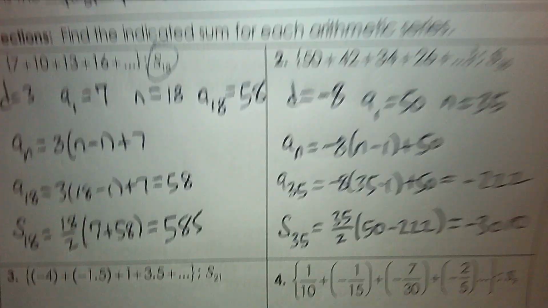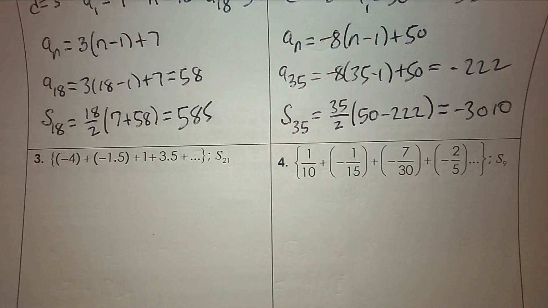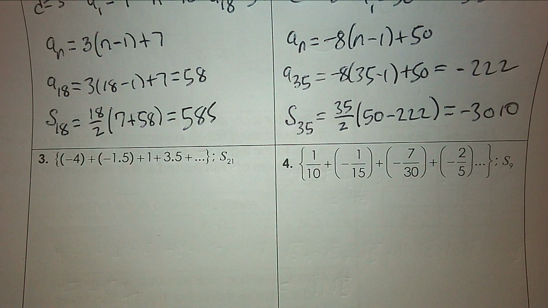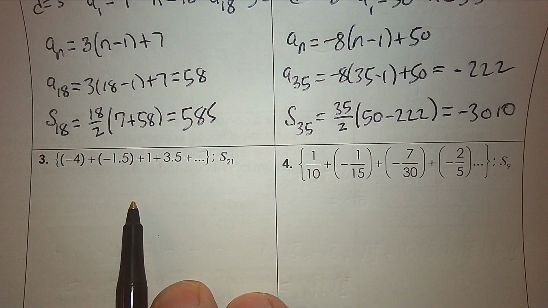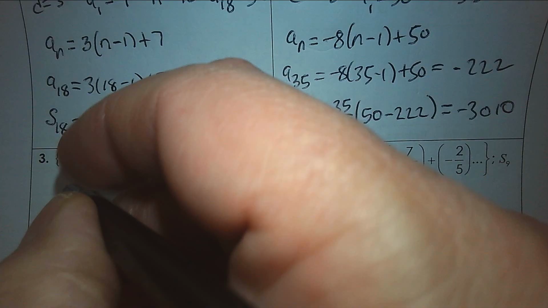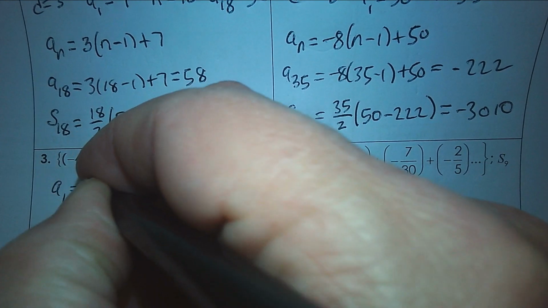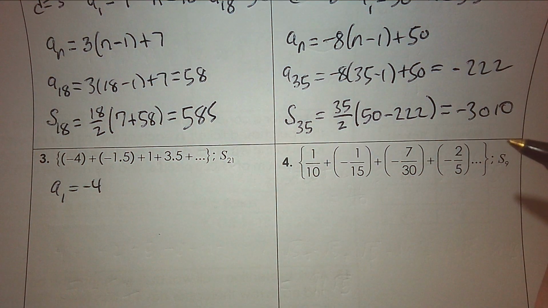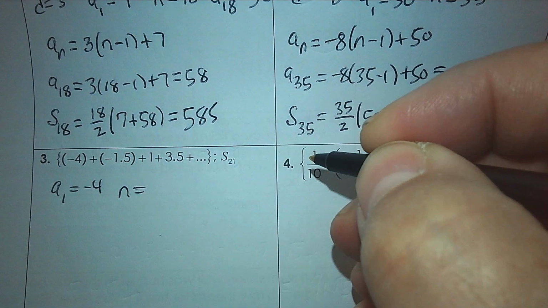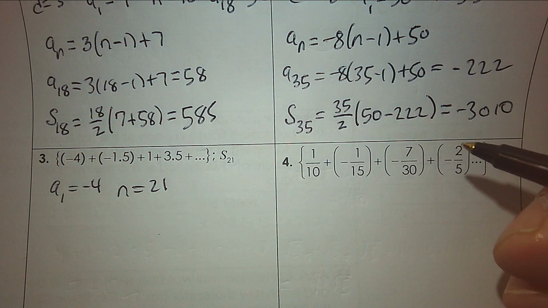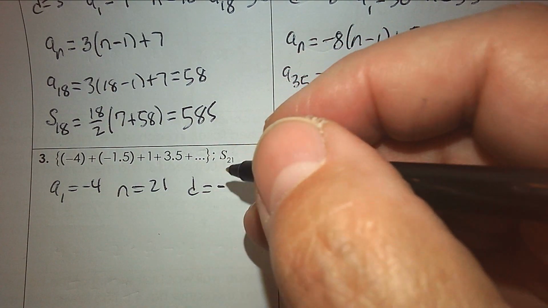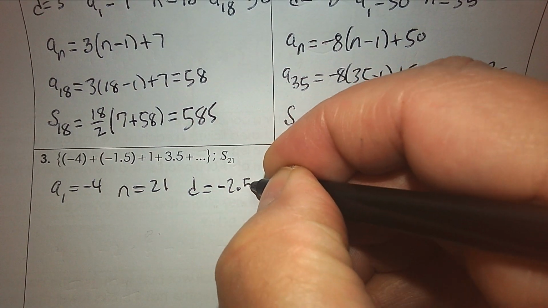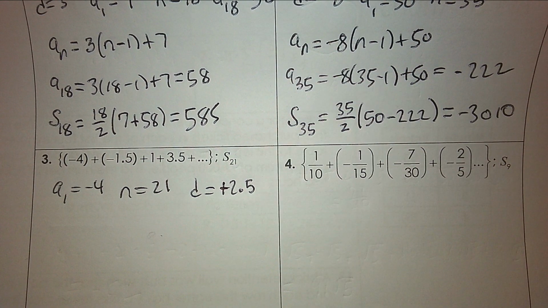All right, number 3. Can you add up this arithmetic series? Well, I know the first term is -4. I know that there are 21 terms in this. I know it's arithmetic because it goes up, right? So it's positive 2.5.